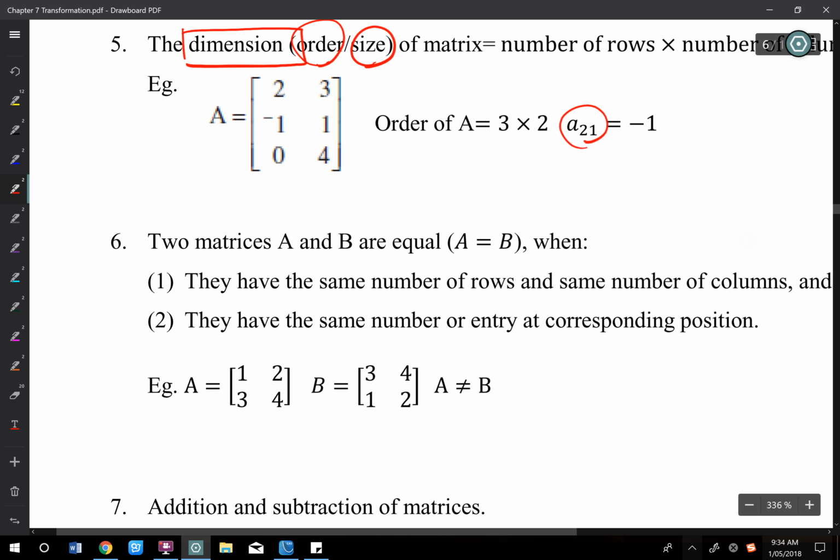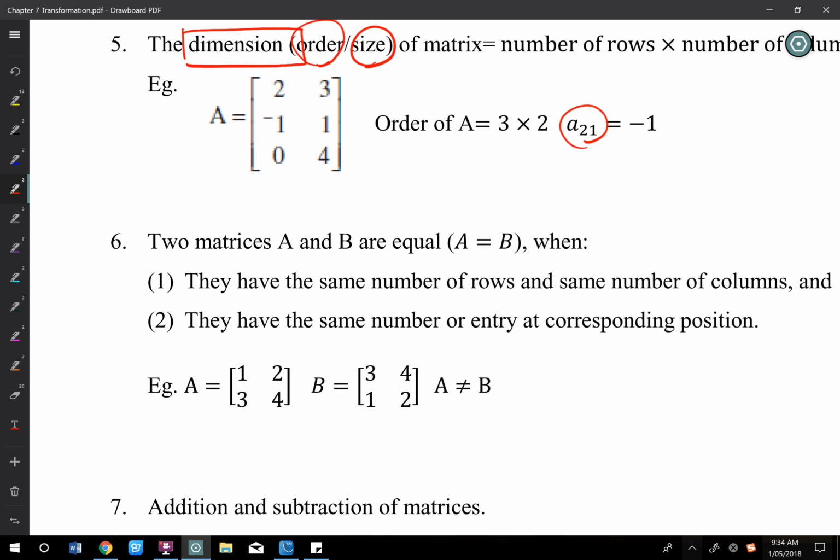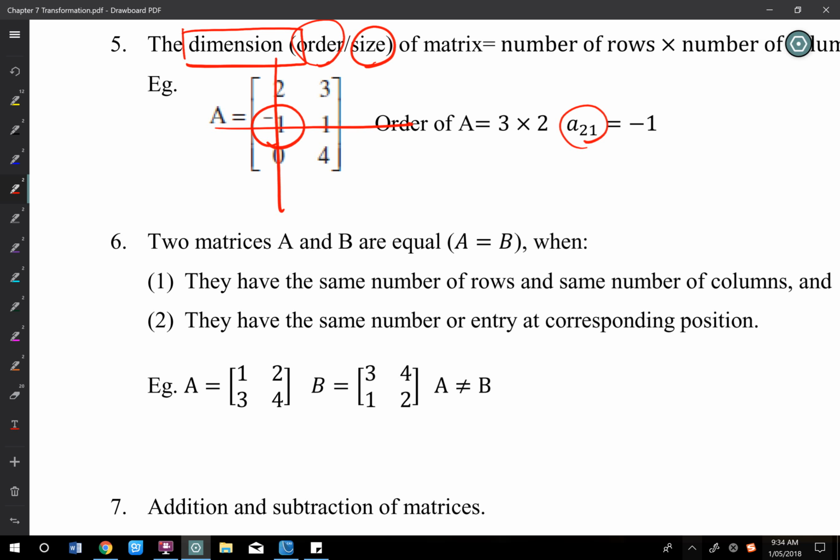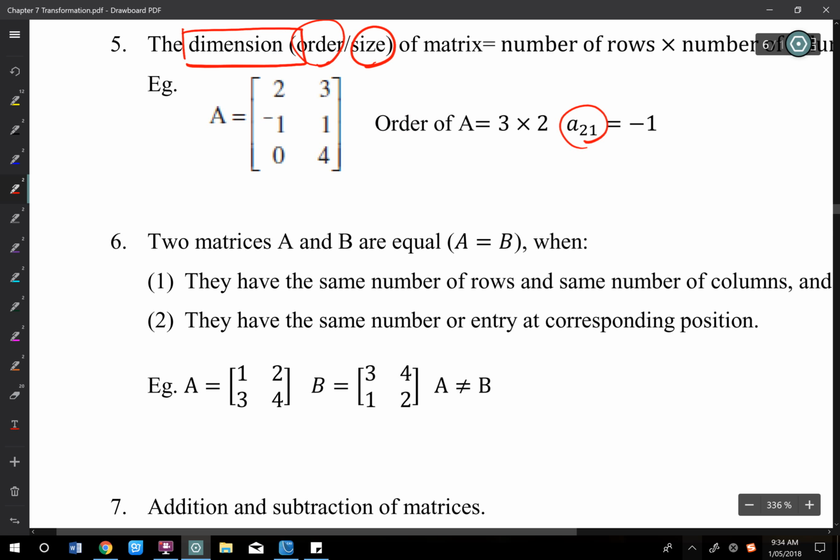And as another example, lowercase a is in row 2, column 1. Okay, row 2, column 1. So the cross is at -1. So the number is -1. The order is a 3 times 2.